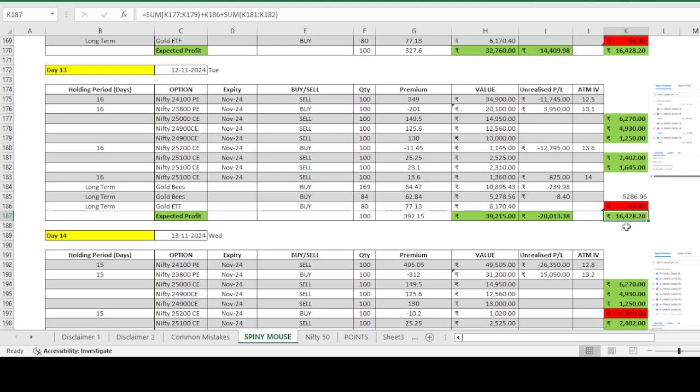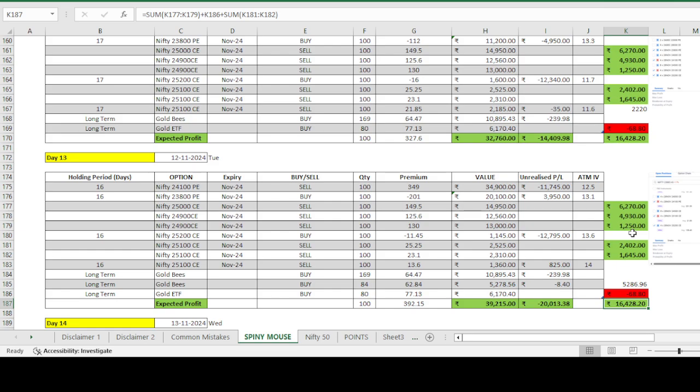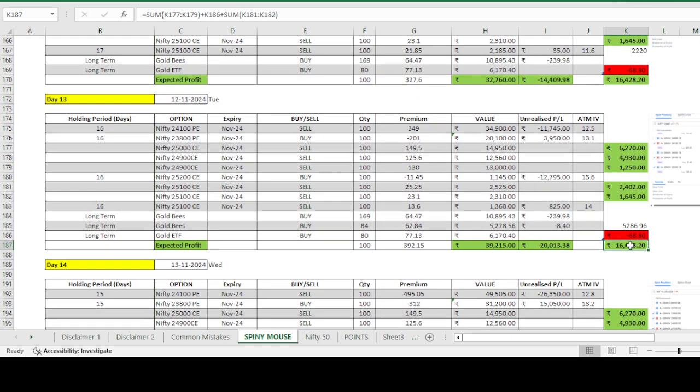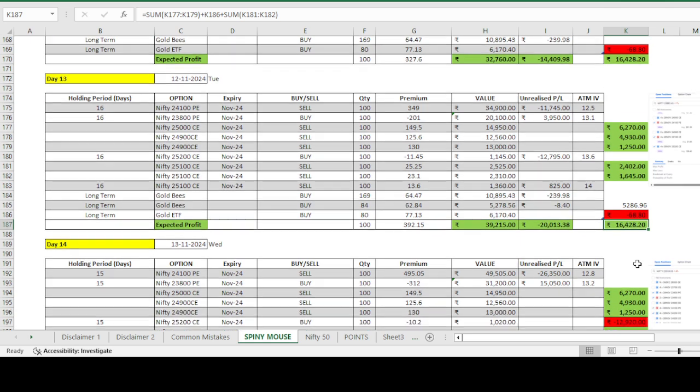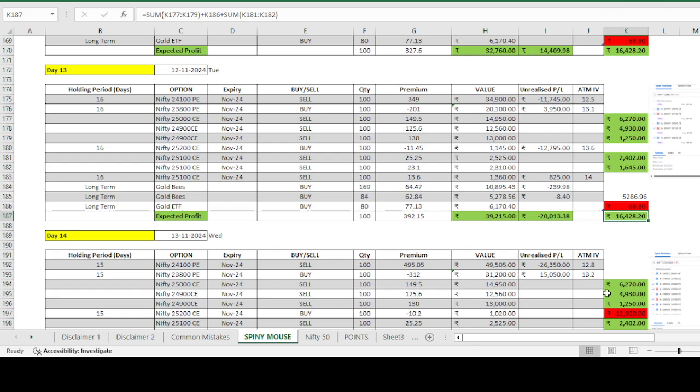Until then I had booked a profit of 16.5k. I actually planned for only 15k. The maximum profit is 15k only in this series. But what happened, I made more adjustment on the upper side and I booked a profit of 16k at that time alone. So if everything went well, by the end of the series I may have got around 20k. So that's what I did. I made adjustments to make more profit, but on the upper side only, not on the lower side.